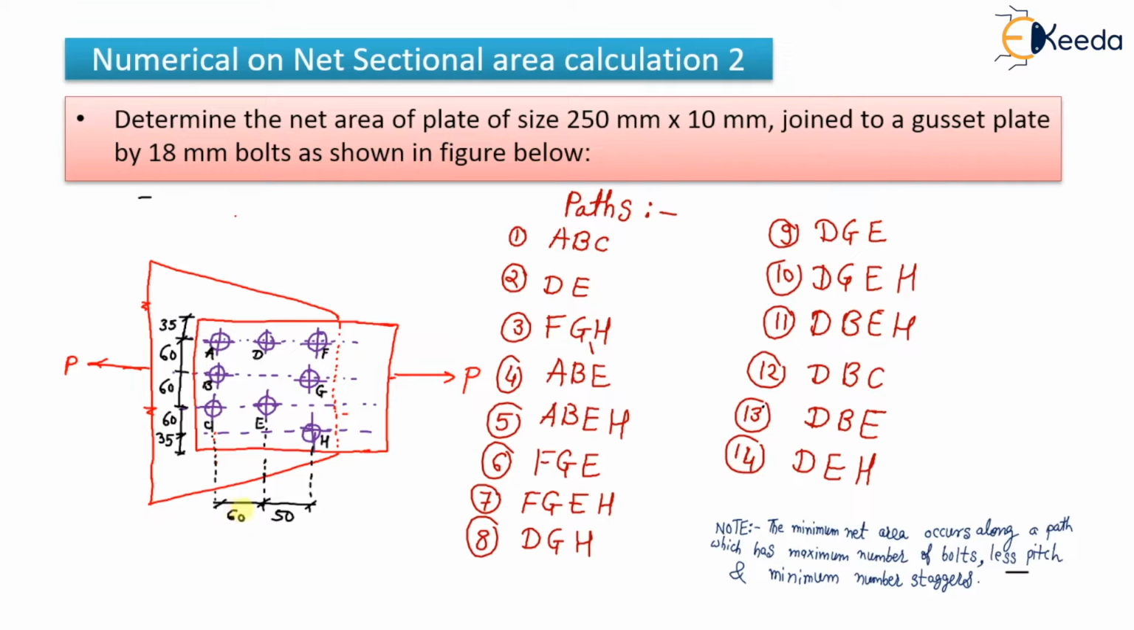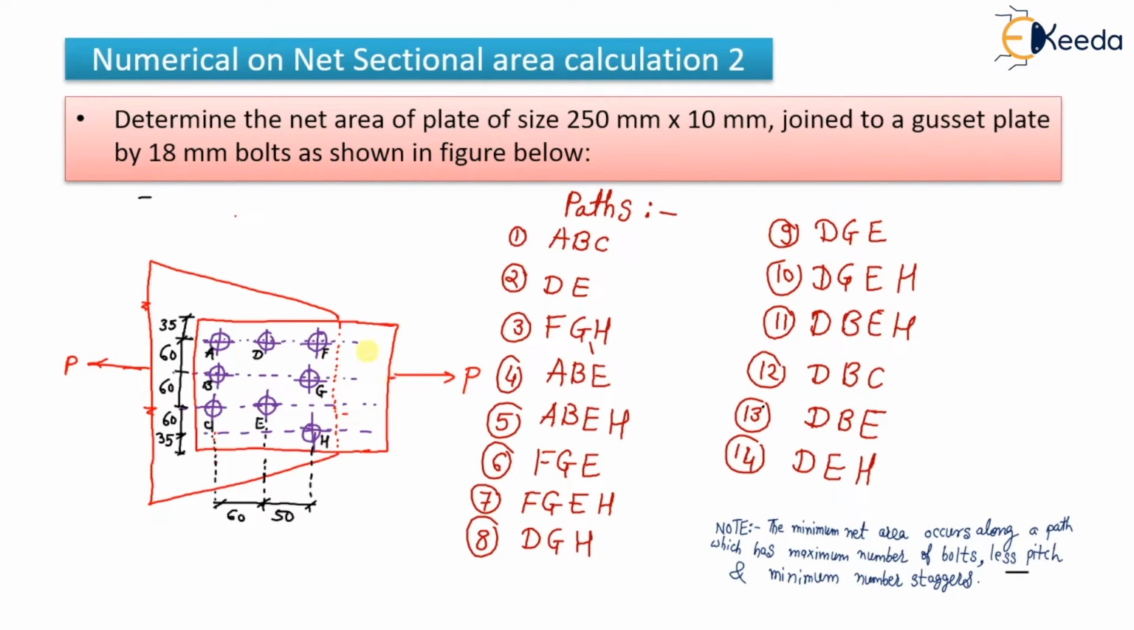See, this one is 60 and this one is 50. So all the paths which start from either D or F can have this pitch. Means if you go in the right direction from D or F, there is a possibility that this minimum pitch will occur. For example, if I am going like this, F, G, E, H, the pitch is 50 mm, which is lesser of these two values. So F, G, E, H will have the minimum pitch that we can take.